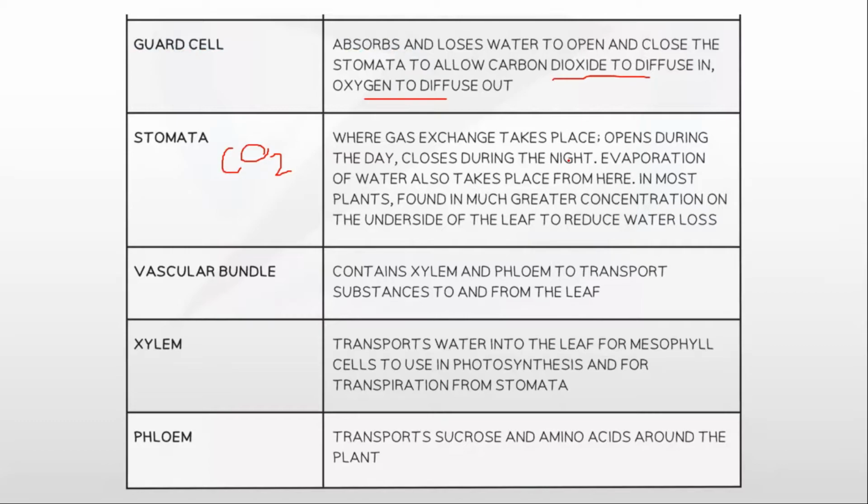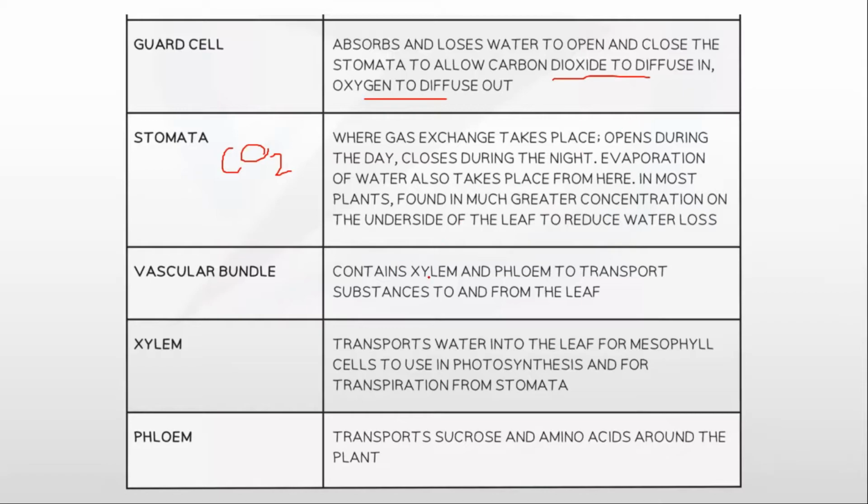Evaporation of water also takes place from here. In most plants, stomata are found in much greater concentration on the underside of the leaf to reduce water loss. These stomata are also responsible for the evaporation of water. Some plants have a lower number of stomata. Why? For example, desert plants such as cactus have fewer stomata. Why do they have fewer stomata? So less water is lost from the plant. So cactuses can store as much water as possible inside them and lose only a little water to the surroundings.